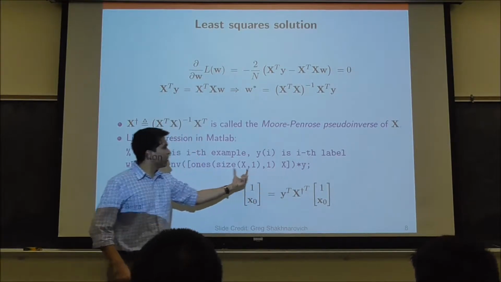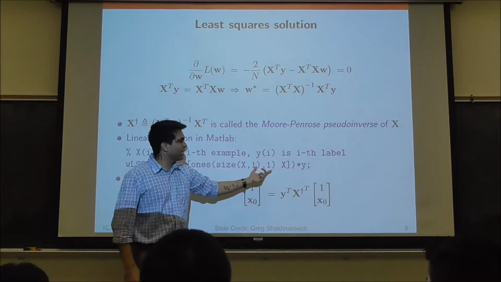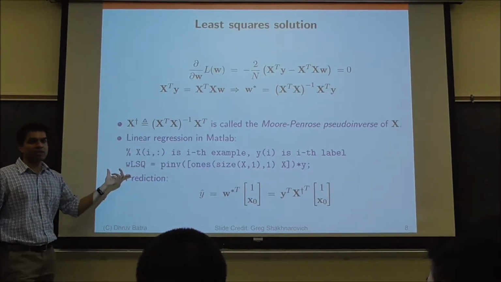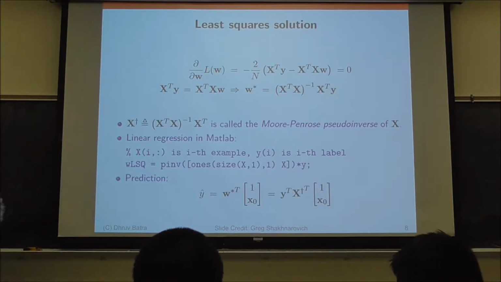This is the design matrix, this is you augmenting one column, there's a pseudo-inverse call, and that's it. This is all of least squares regression. There's not much to do. And similarly at test time, there's not much to that either.